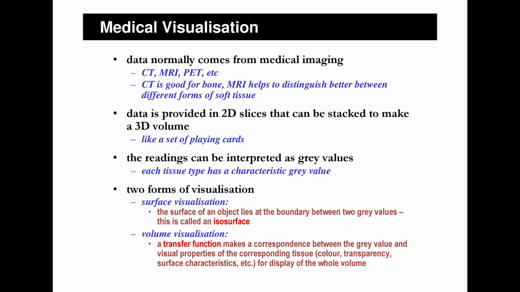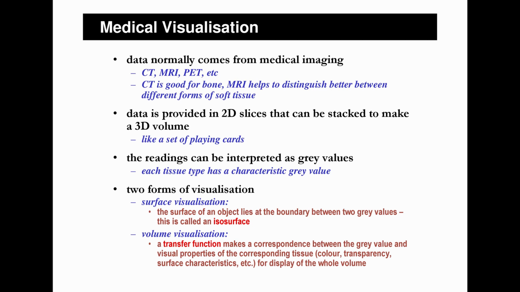In this, the data is provided in 2D slices. So you see a slice through the body, and you get a stack of these slices which build up into a 3D body. So it's like a stack of playing cards, if you like. You get the individual images and you put them together and you create a 3D structure, which you can then interrogate as a 3D structure, not as 2D images. So the readings of each of the slices are interpreted as grey values. So you can see this grayscale image. And each tissue type has a characteristic grey value which enables us to distinguish between the tissue types.